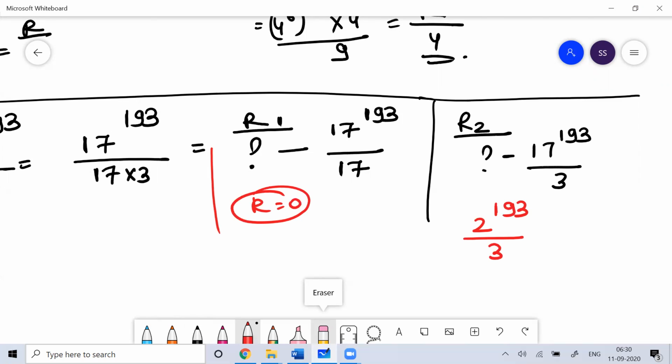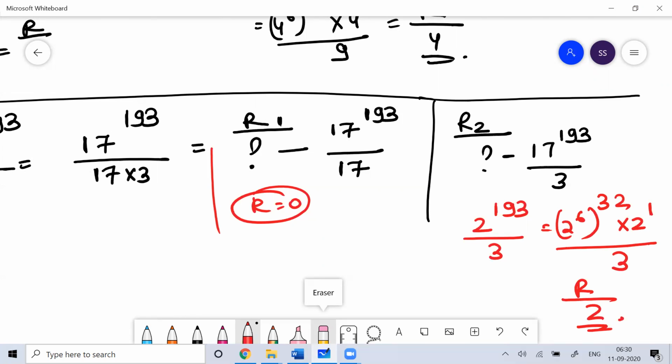And then you know that 2 to the power 6 is 64, so 2 to the power 6 will give a remainder 1. So 193 is 3 into 32 plus 1, which means 2 to the power 6 to the power 32 into 2 to the power 1 divided by 3. The remainder here is 2.